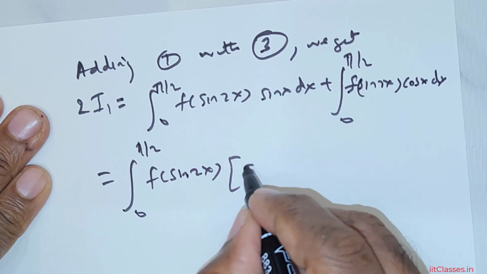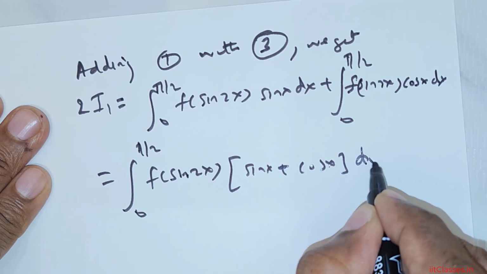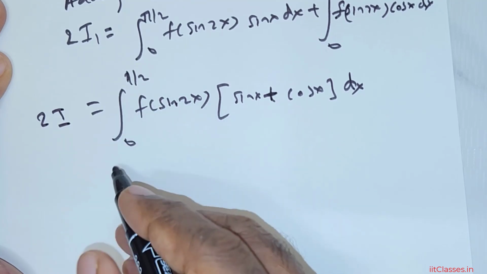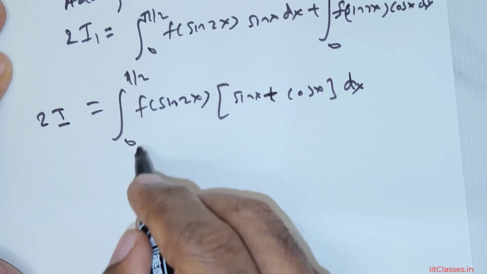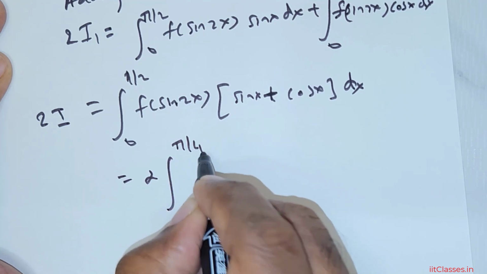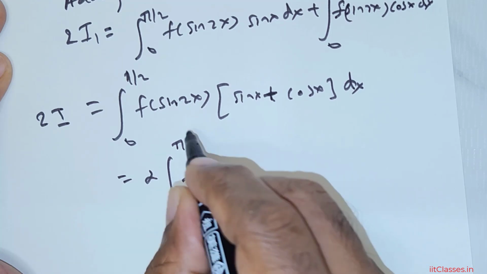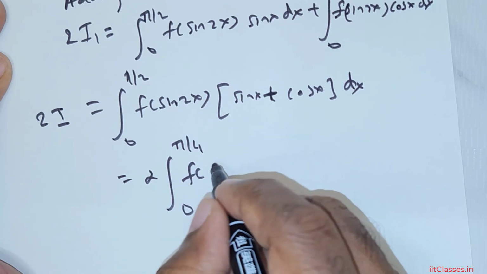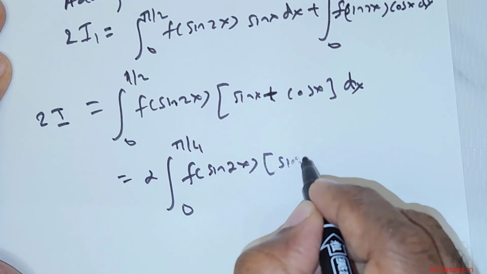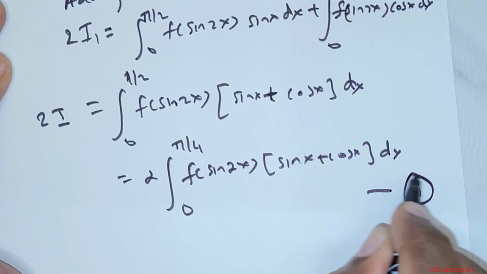Now I can take sine x and cos x as a sum times the dx. So this is what you got, and you have 2I. Now from the property of integrals, I can rewrite this as 2 times integral 0 to pi over 4, f of sine 2x times sine x plus cos x times the dx. I'm going to take this as 4.